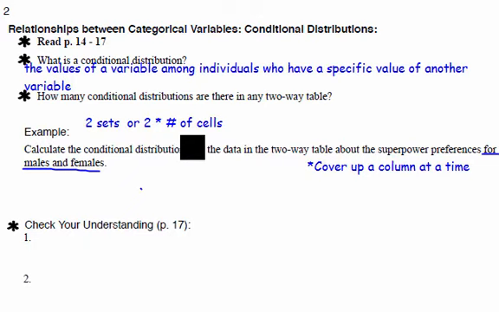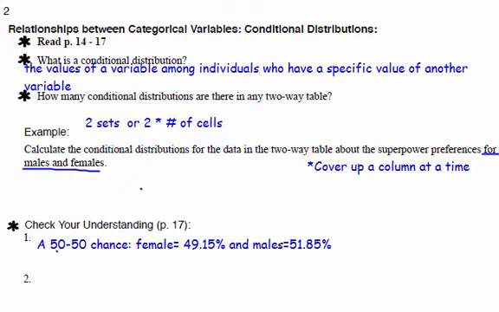So, since there were 5 different superpowers, and there were two genders, that would be 2 times the number of superpowers, so there would be a total of 10 conditional distribution responses for males and females. Now would be a good time to check your understanding on page 17.